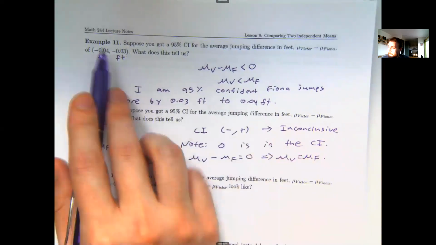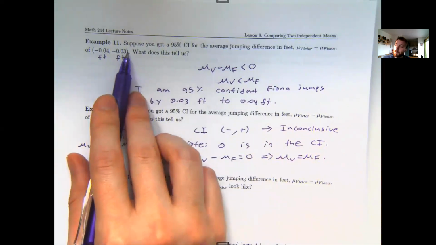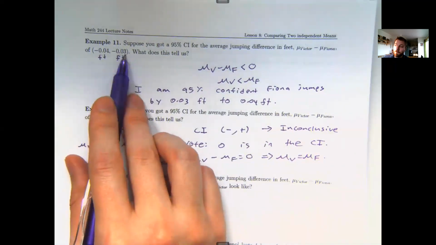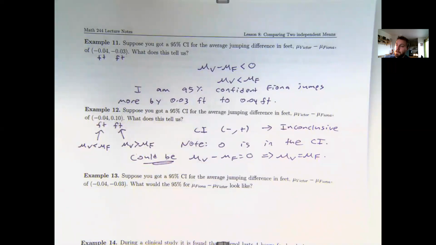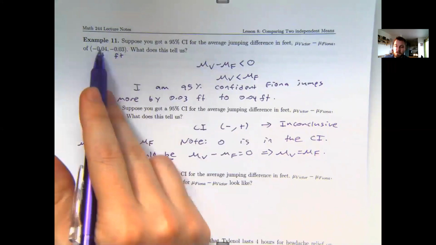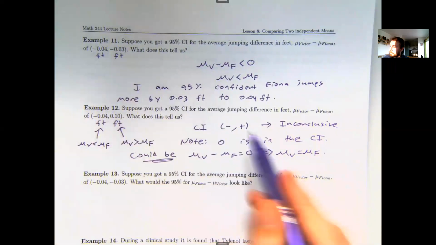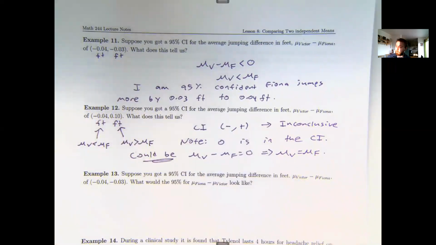If I have negative, negative, that tells me someone's better. If I have positive, positive, that tells me the other group is better. So matching signs is typically a good thing. Crisscross signs, not a good thing.